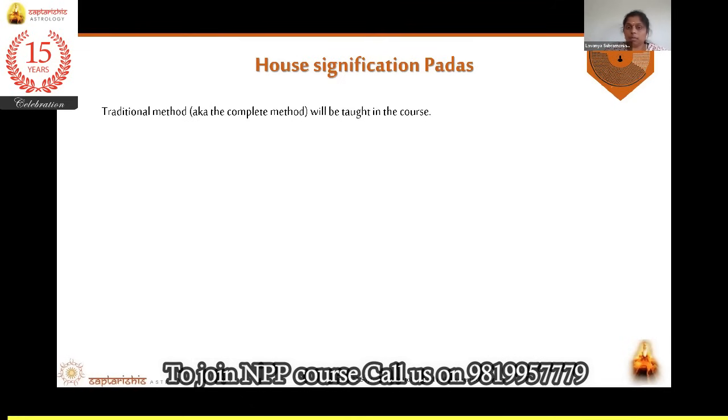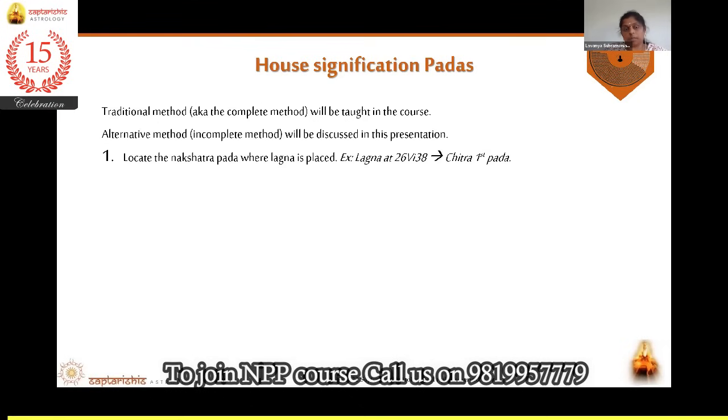The traditional, complete method of completing this chart will be taught in the course. But today we are going to use an alternative method, which is an incomplete method, that will be discussed in this presentation, because that is to give you a taste of what this Graha Friction Chart is. First, you need to locate the nakshatra pada where your lagna is placed.